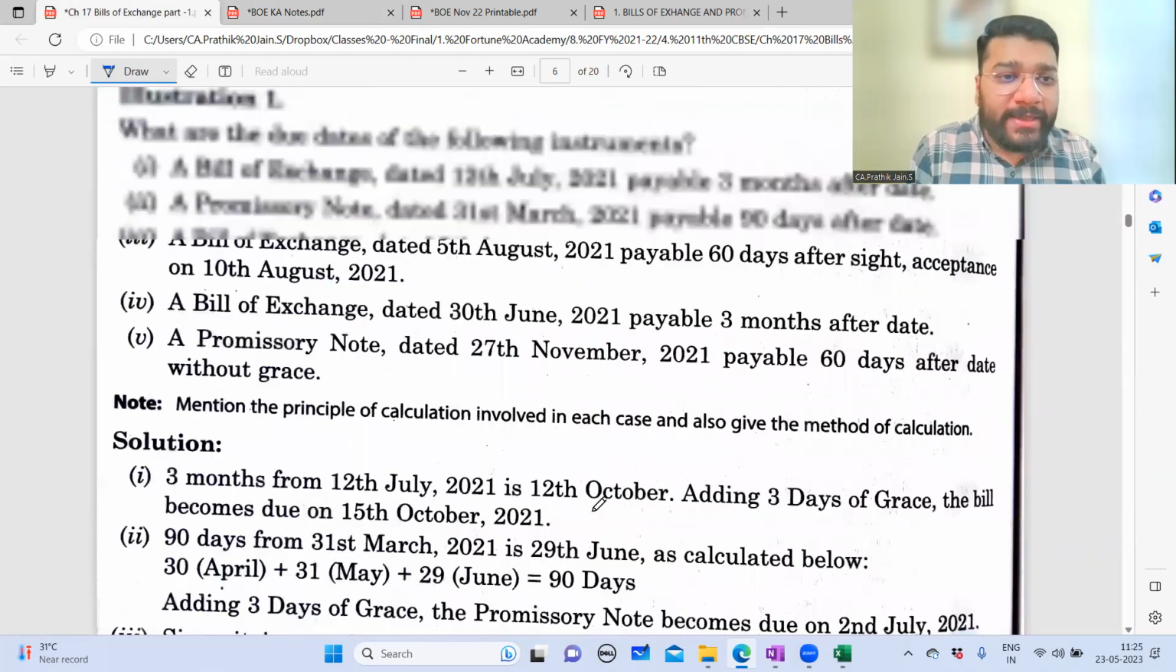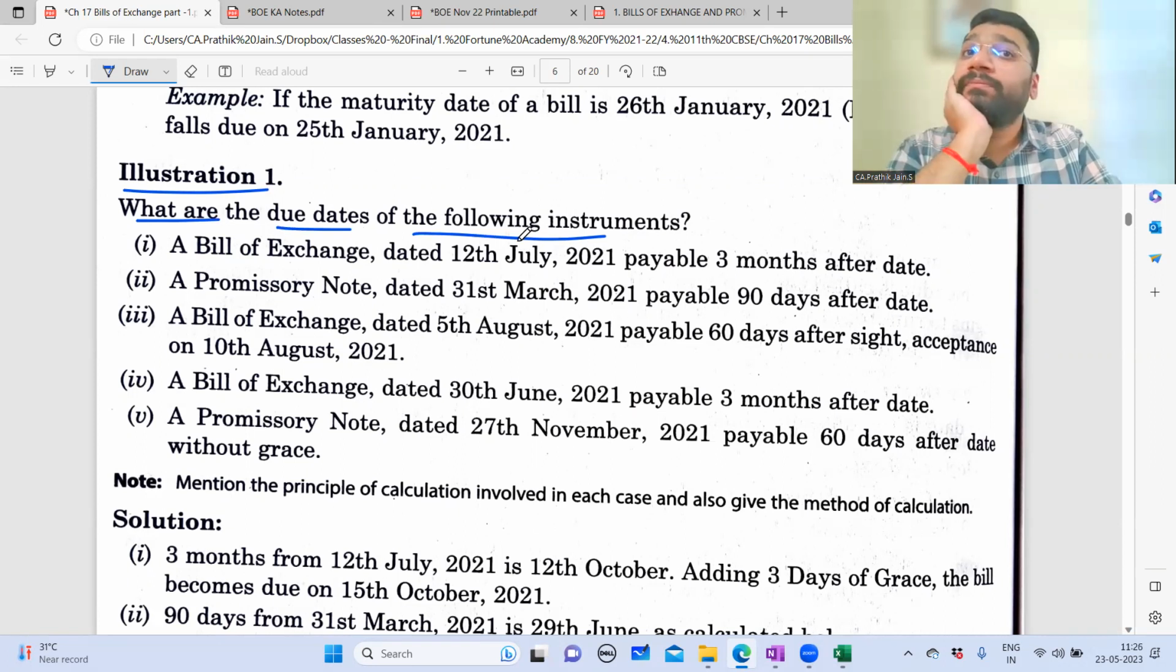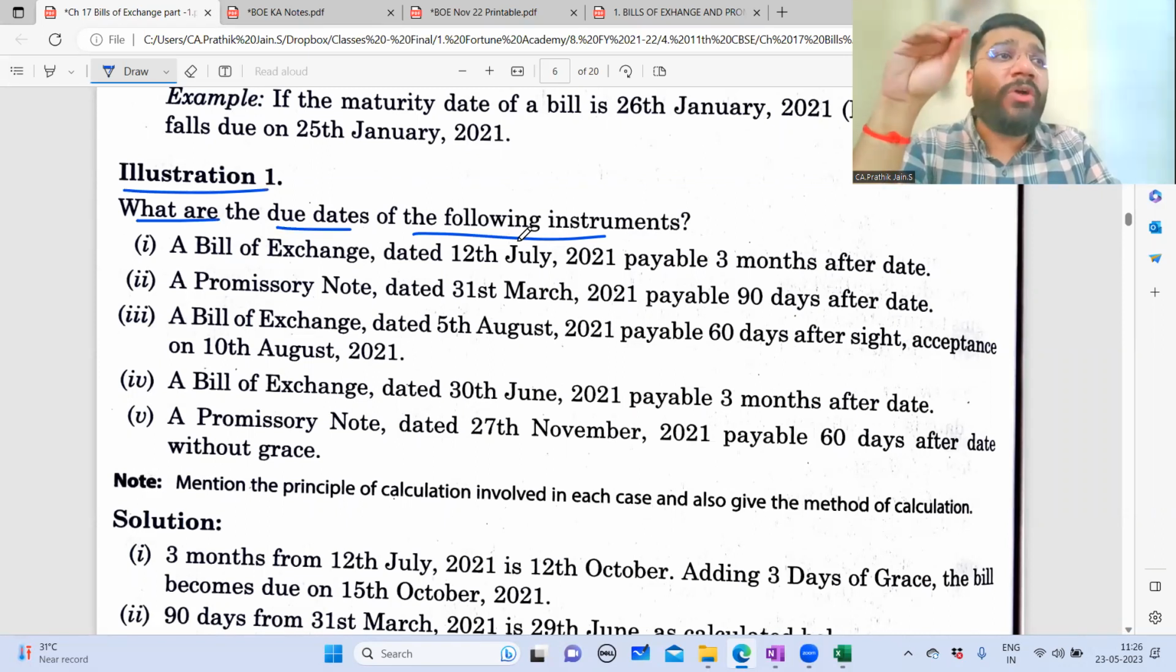So let's quickly do one illustration. I'll give you a break after that. We'll calculate the due dates. What are the due dates of the following instrument? Here, date of transaction, that is date of selling the goods and issuing of bill of exchange, is assumed to be the same unless given otherwise.